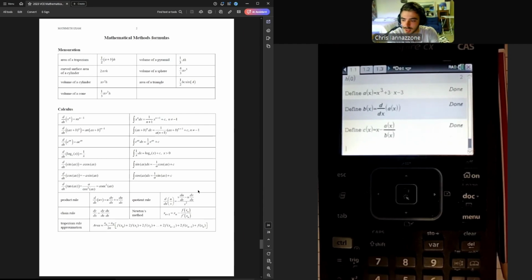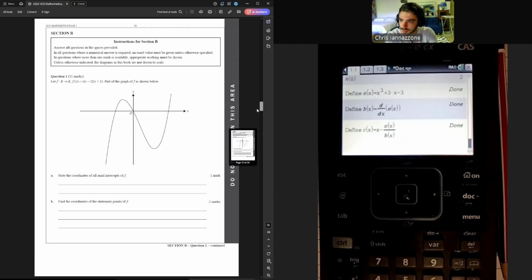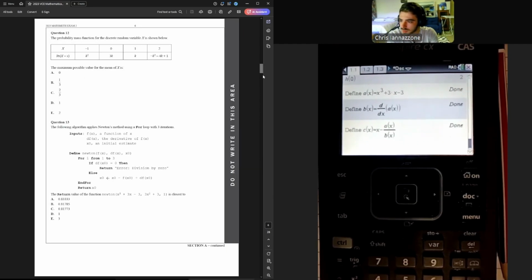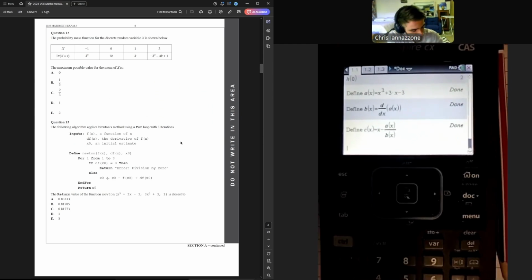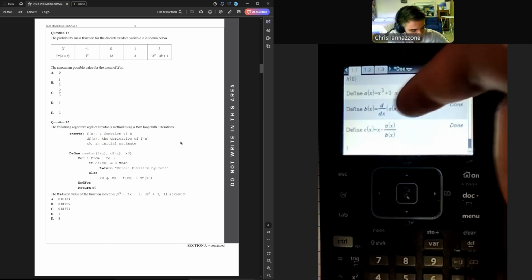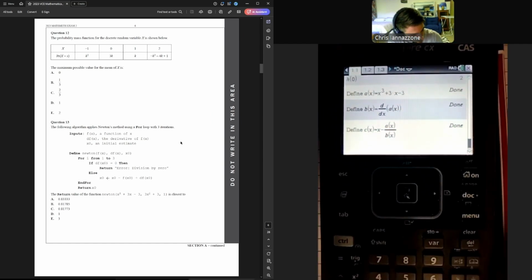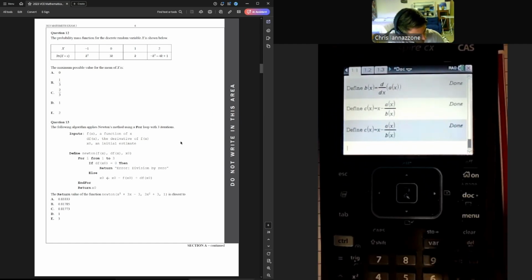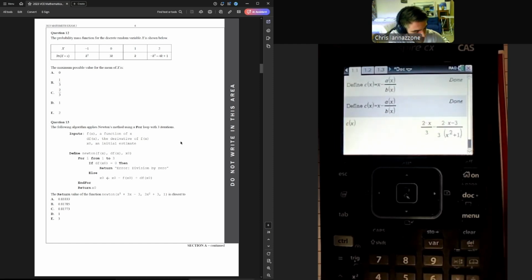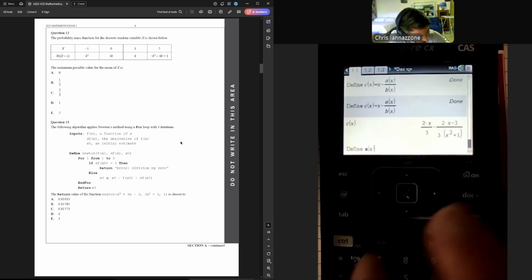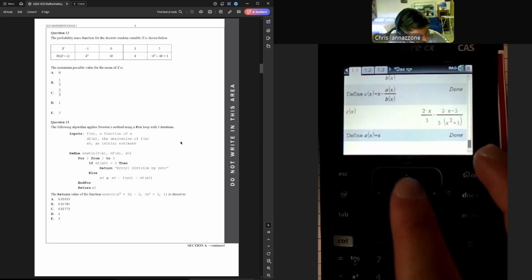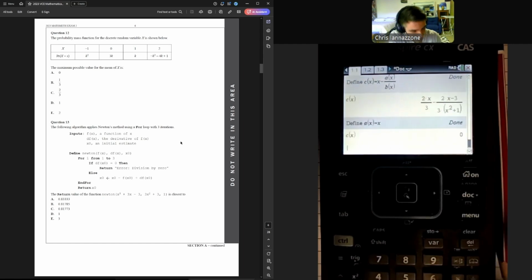Now, the good thing about defining it this way is that you can do that before your exam, and then all you ever have to do in the actual exam is replace a of x, and everything else will change, because all these definitions are purely based on a of x. For example, if I hit enter on c of x, then it's going to print out something. If I redefine a of x to be equal to something new, let's say x, then when I reprint c of x, it's going to update.